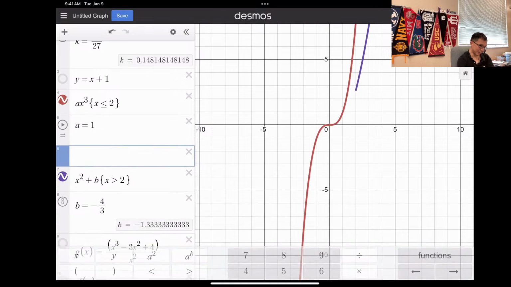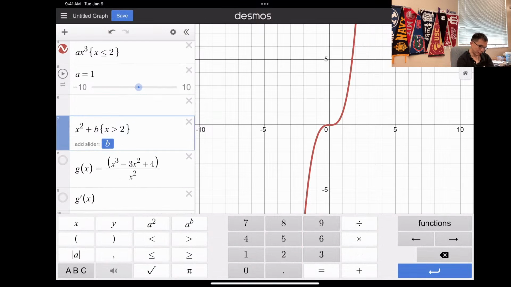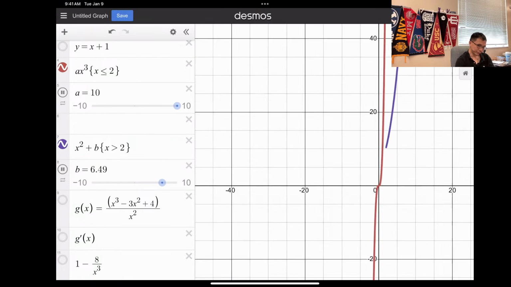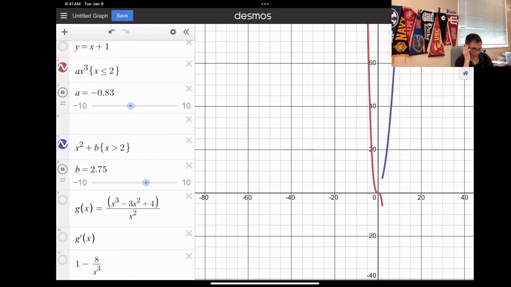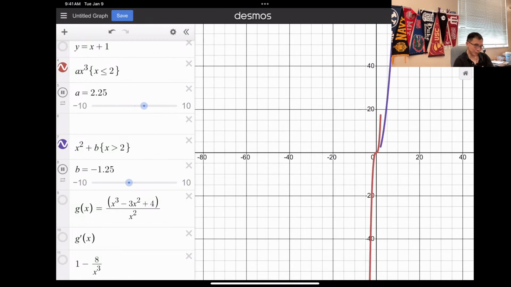So I'm gonna add a slider here, and here I'm gonna get rid of this. I'm gonna add a slider here. So there are infinite amount of combinations, right? So are they ever gonna meet each other? And when they meet each other, are they differentiable? Those are the things that you gotta consider.